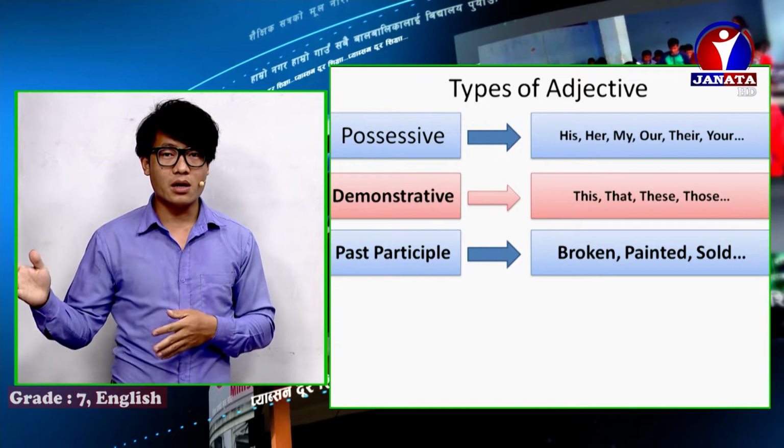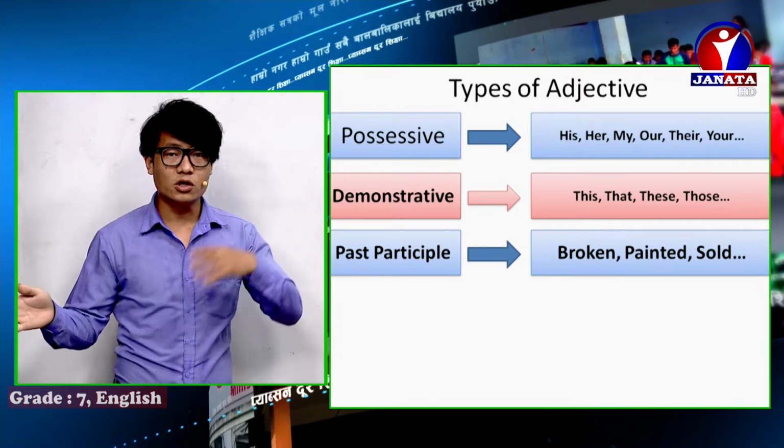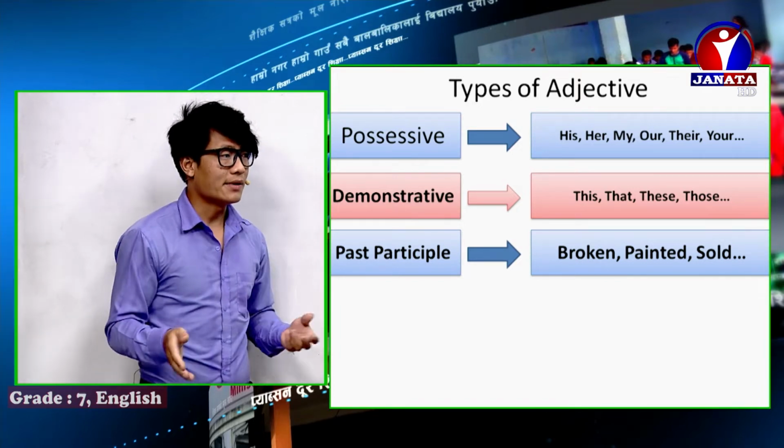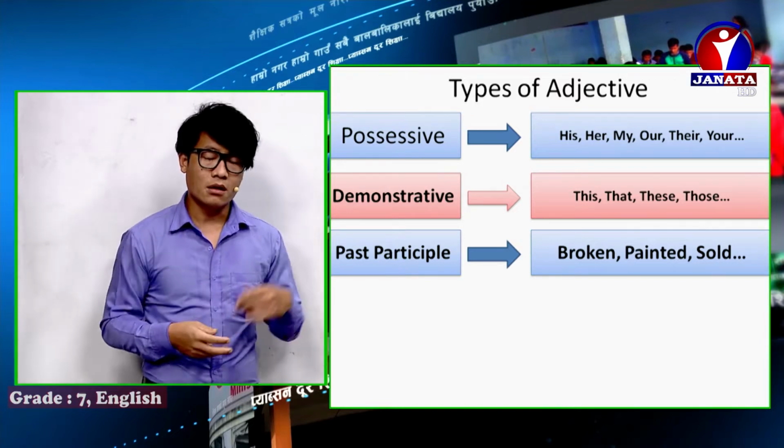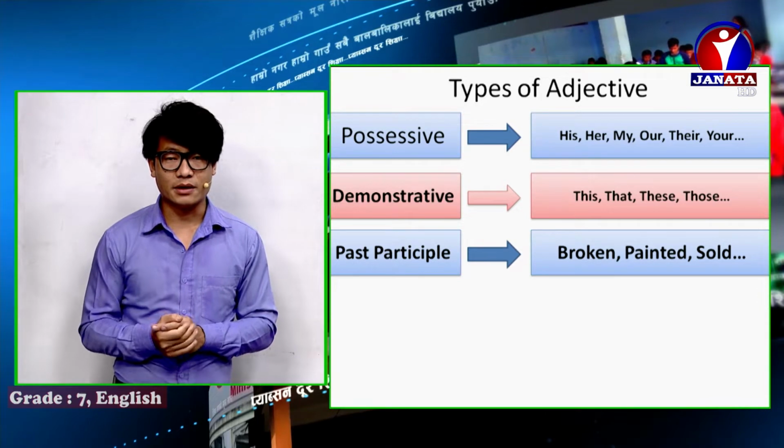And there is a sold car. So car is a noun, sold is an adjective, and that is a past participle adjective. So verb 3, or past participle, can be used as an adjective.